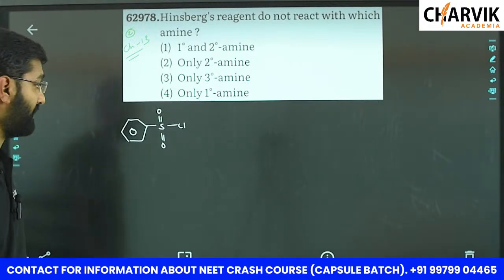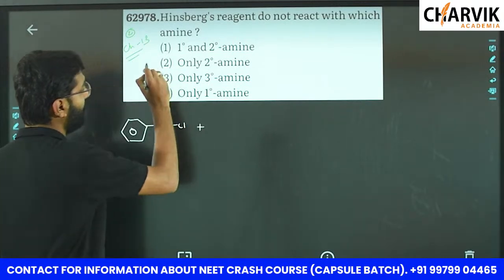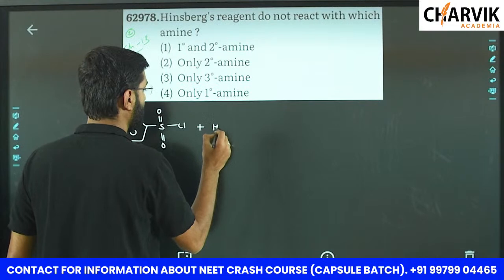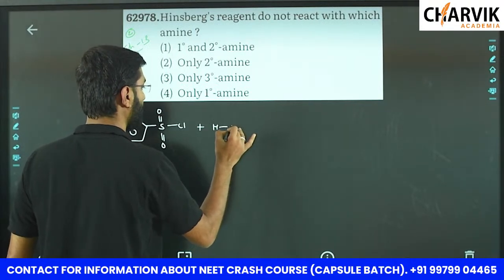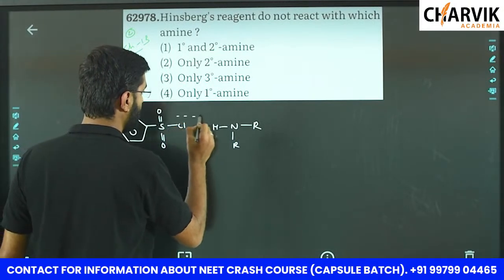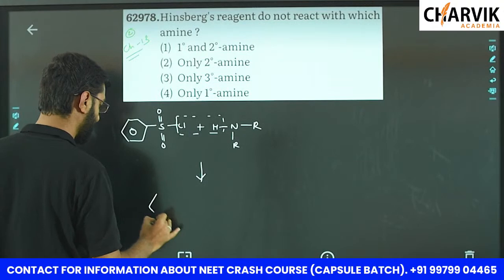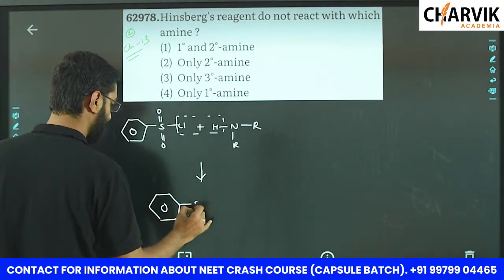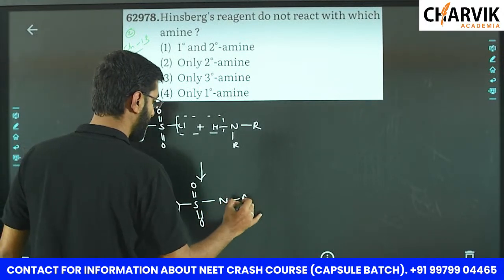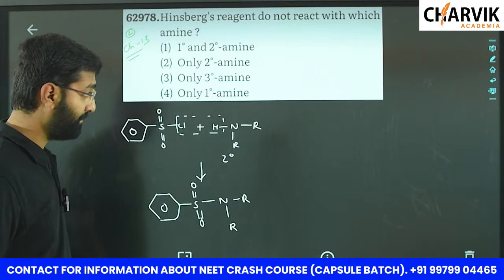Hinsberg reagent, right? Benzene sulfonyl chloride. We have to do the reaction. First we do the reaction with secondary amine, R N R R. HCl is removed from this and you will get this product, sulfur double bond O N R R.